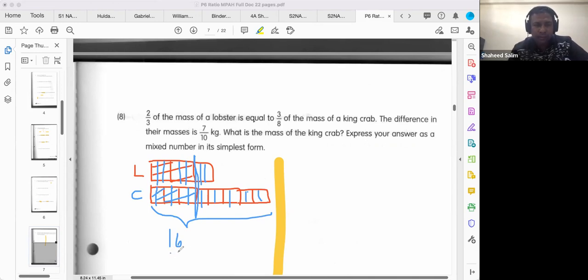Are you okay with this one? Down here now each part I divide into 3. So there's altogether 9. 3, 3, 3, 9 parts. Now, one small part is equal to one small part.